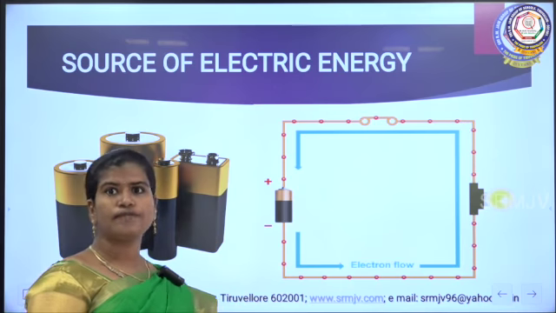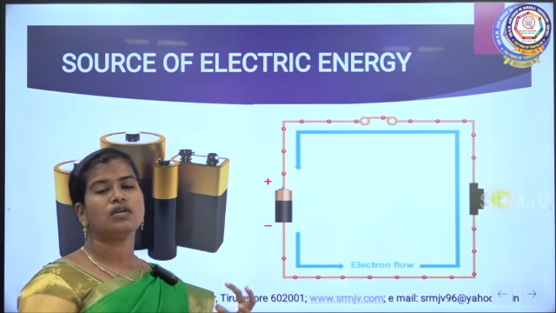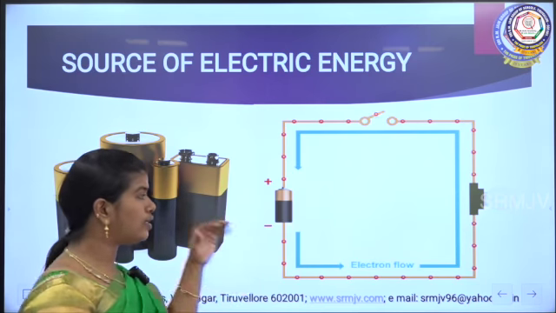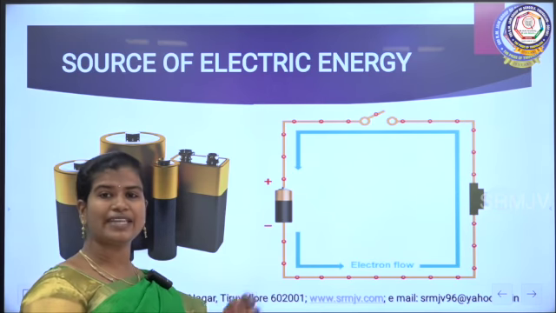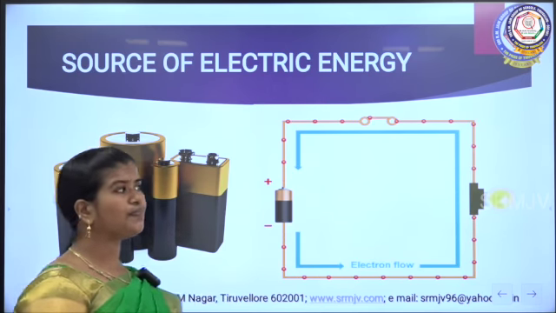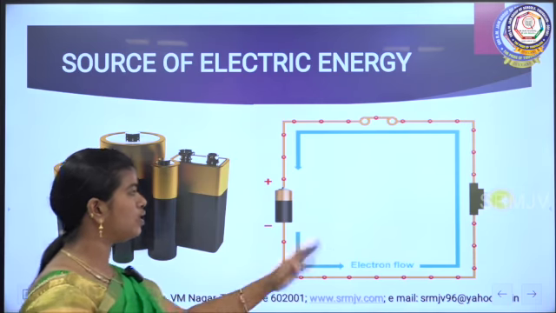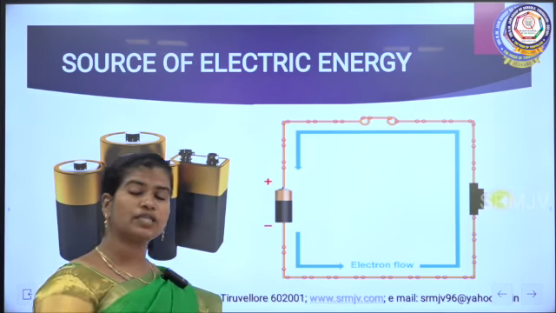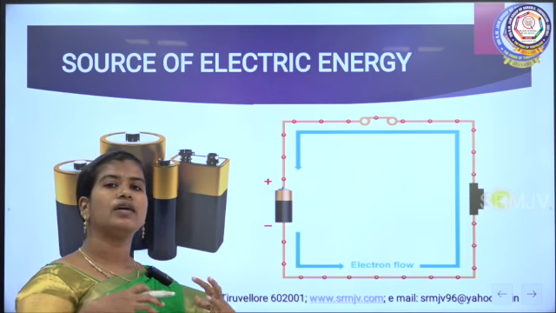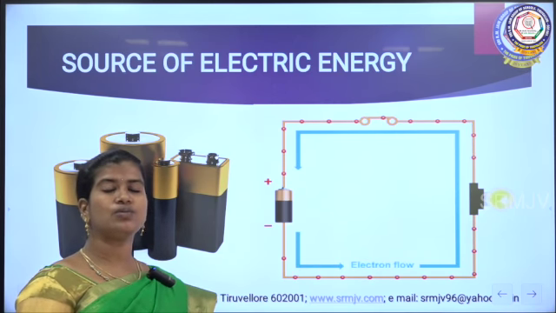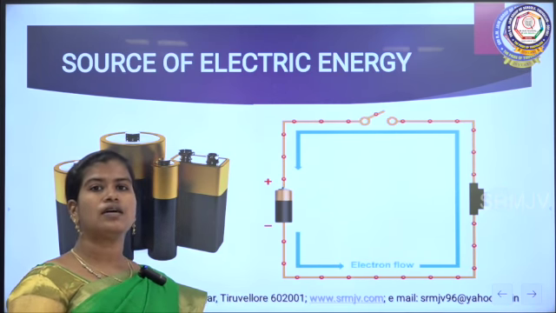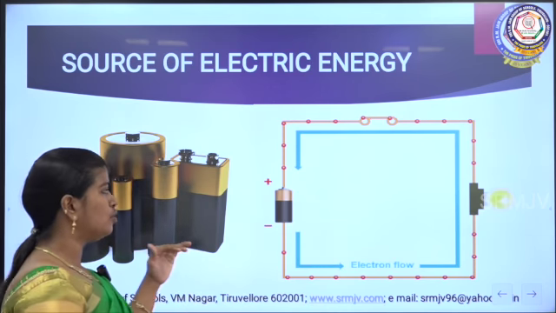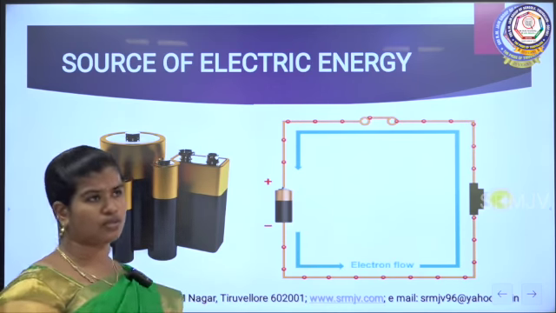And what is the role of this source? The source should keep on expending its energy so that the current flow is maintained in the circuit. What happens to the energy? The energy will be used up by the particular appliances. Whatever appliances we are using, they convert the electrical energy into a different form. So, that is the role of a source.